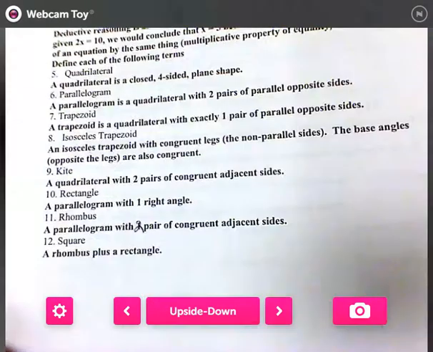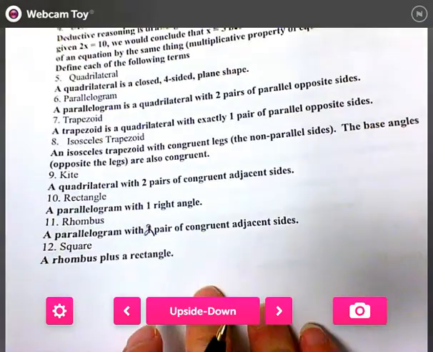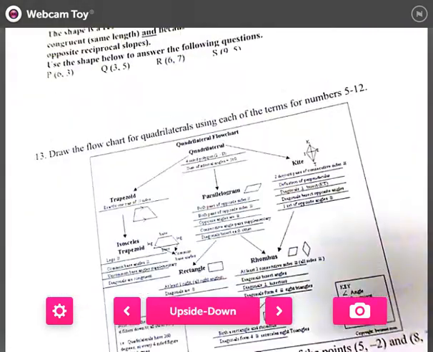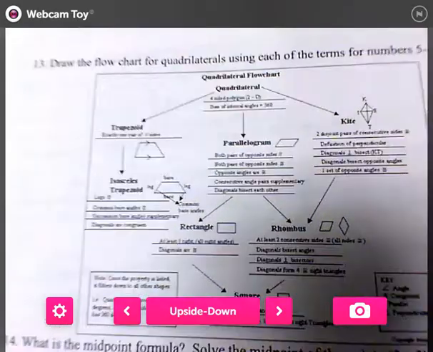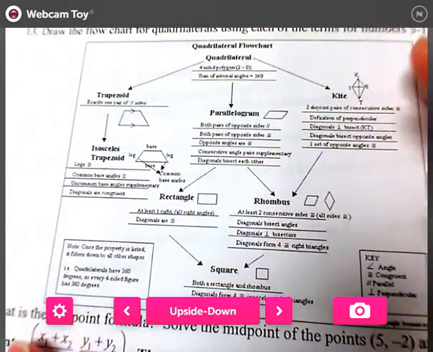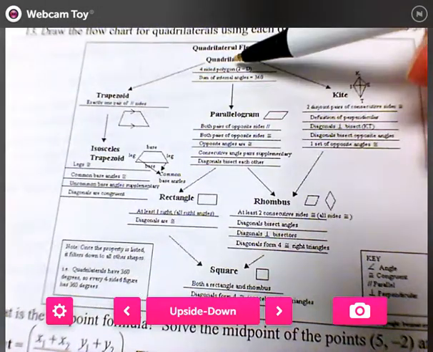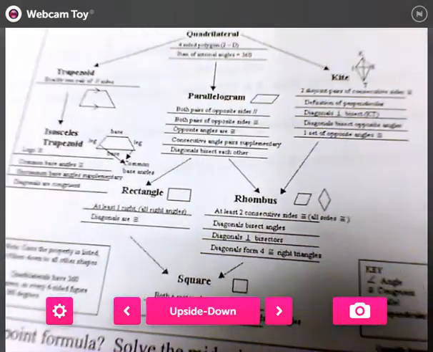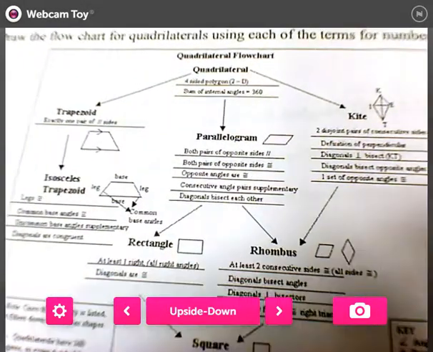Number 13. This is our flow chart for number 13. Your quadrilateral, can you guys see this? I'm trying to make sure it's in focus.